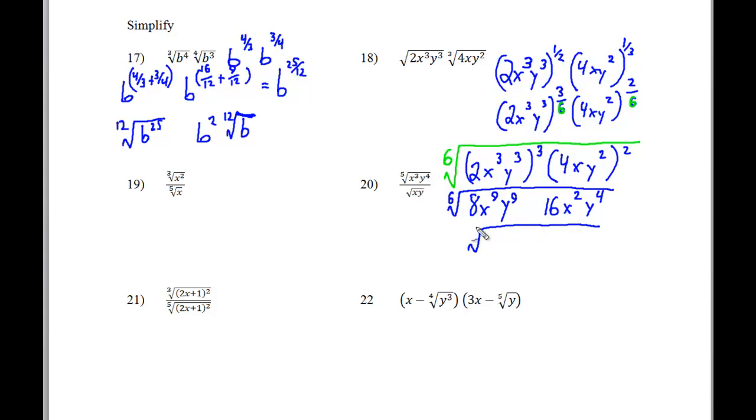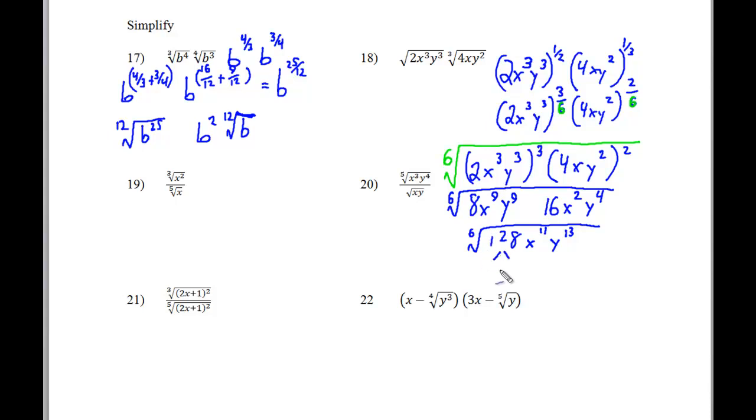So here I have the sixth root. 8 times 16 is 128. And then I have 9 and 2, which makes 11. So I got x to the 11th power. And then I have 9 and 4, which makes y to the 13th power. Now, some of this is going to escape from the sixth root.